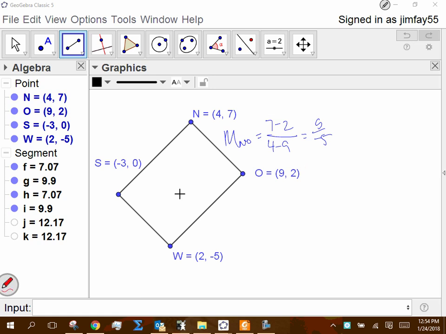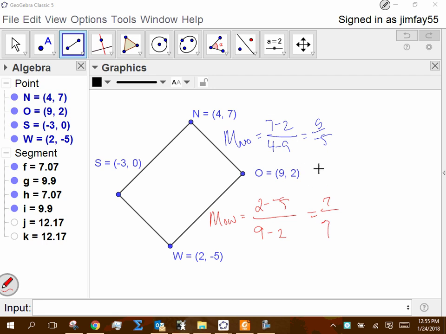Now I'm going to do the same thing for OW. So slope OW. Take my y's, 2 and negative 5, subtract them. Then 9 and 2, subtract them. So here, I get positive 7 over 7, right?